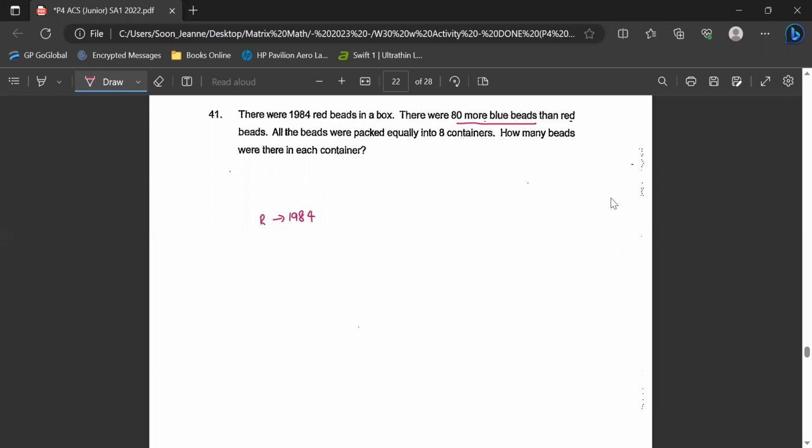Okay, 80 more blue than red. So the blue, we need to find out because it's 80 more blue beads. So 1984 plus 80. So the number of blue beads will be 2064. So I want to pack all the beads equally to 8 containers. All the beads, which means I need to find the total number of beads before I can pack them equally. Okay, so 1984 plus 2064, which is 4048 beads altogether. Mixture of red and blue.